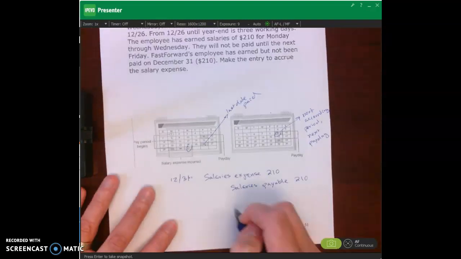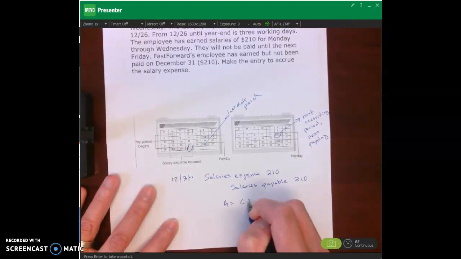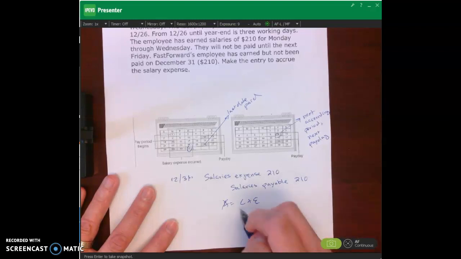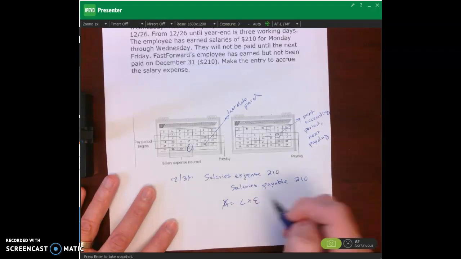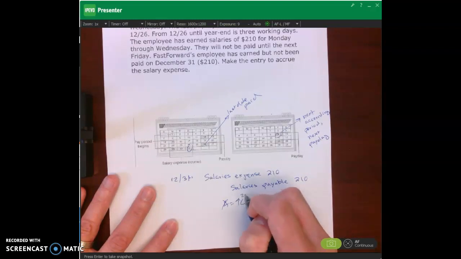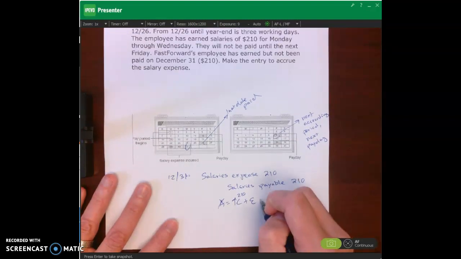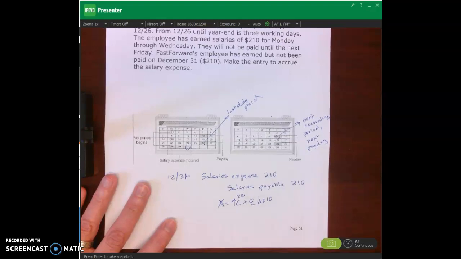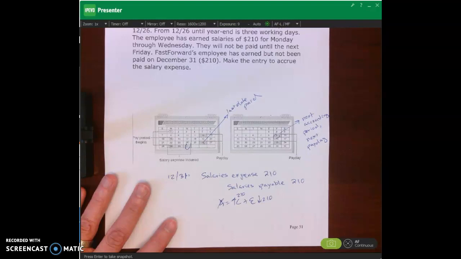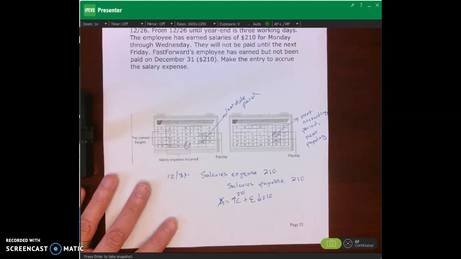Now, how does this journal entry keep the accounting equation in balance? Assets are not affected at all, but liabilities are going up by $210. Expenses are going up by $210, which means equity goes down by $210. The accounting equation stays in balance. So the journal entry on 12/31 to accrue salaries is debit salaries expense, credit salaries payable.